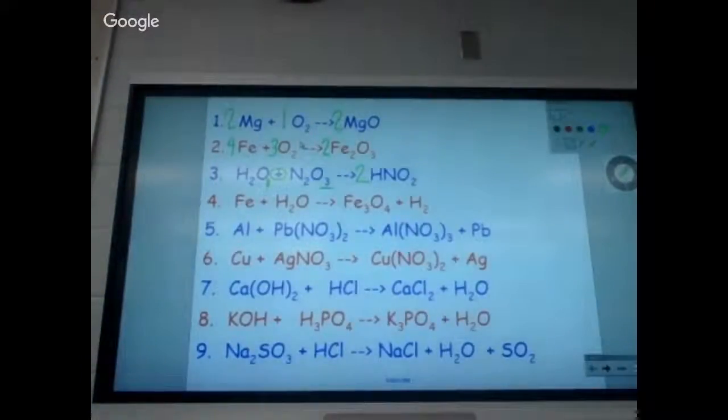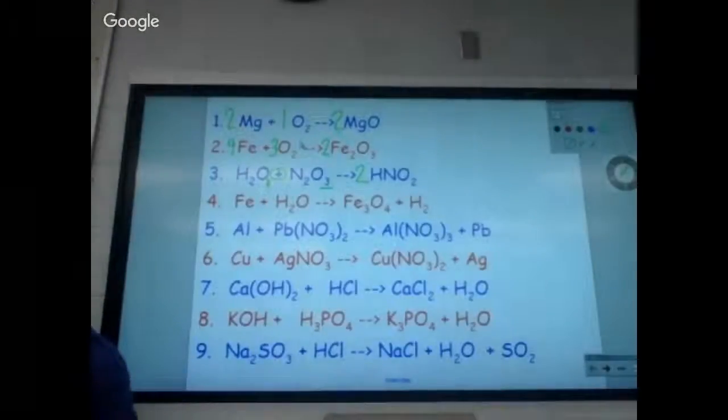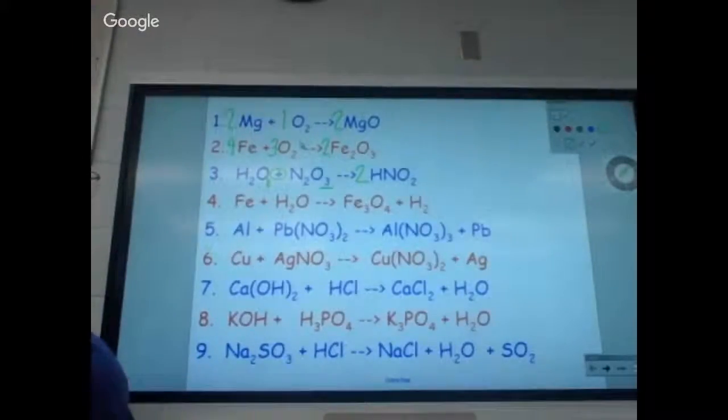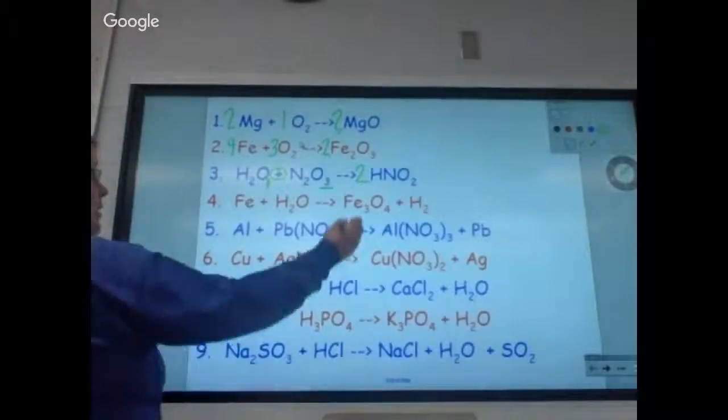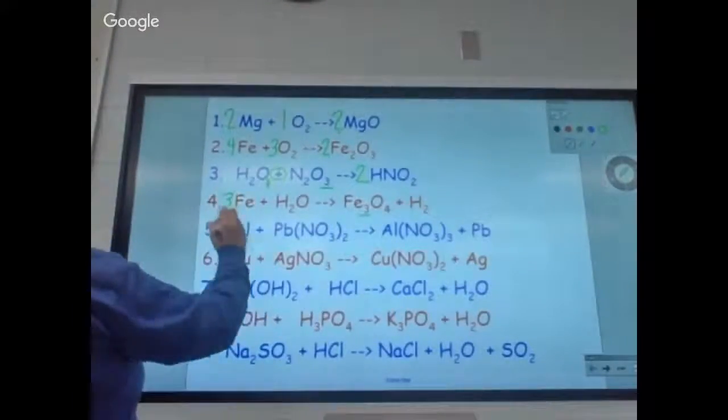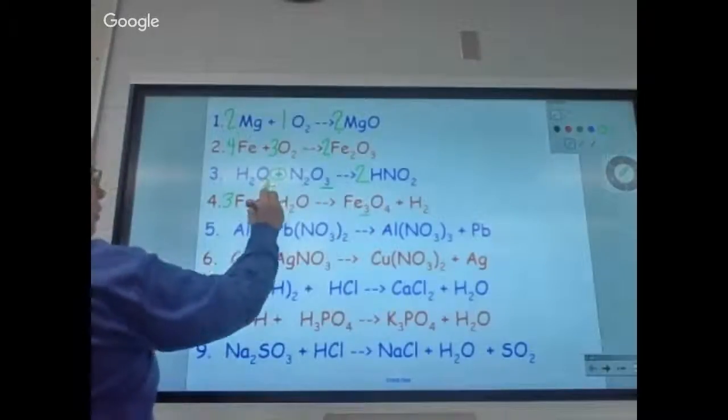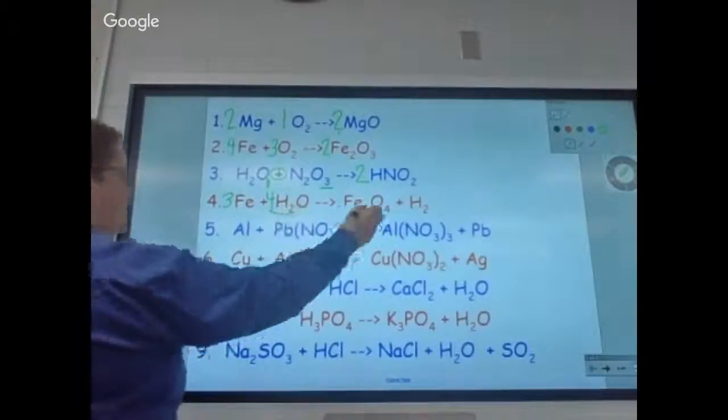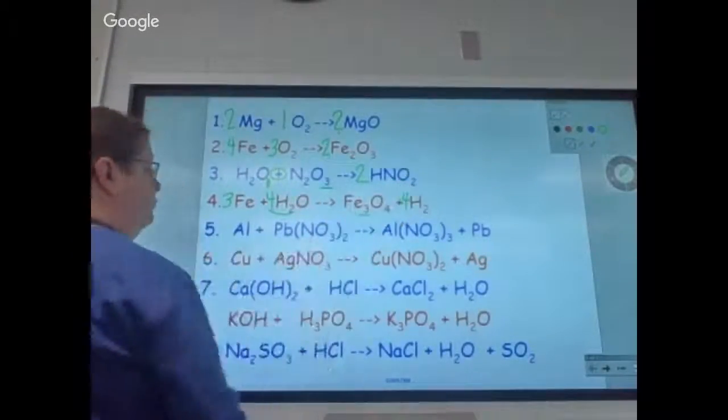Number 4. That arrow's an equal sign. If you want to think about it that way, yes, go ahead. In this one, there's 3 Fe's, so 3. There's 4 O's, so 4. Then there's 8, so we need a 4.